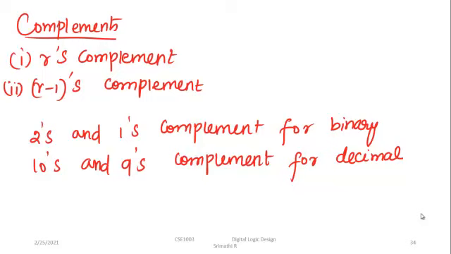For example, we know that the decimal number's base or radix is 10. So R's complement will be tens complement, and R minus 1's complement will be 9's complement for decimal. Whereas for binary, R's complement is 2's complement and R minus 1's complement is 1's complement. I hope you understand.